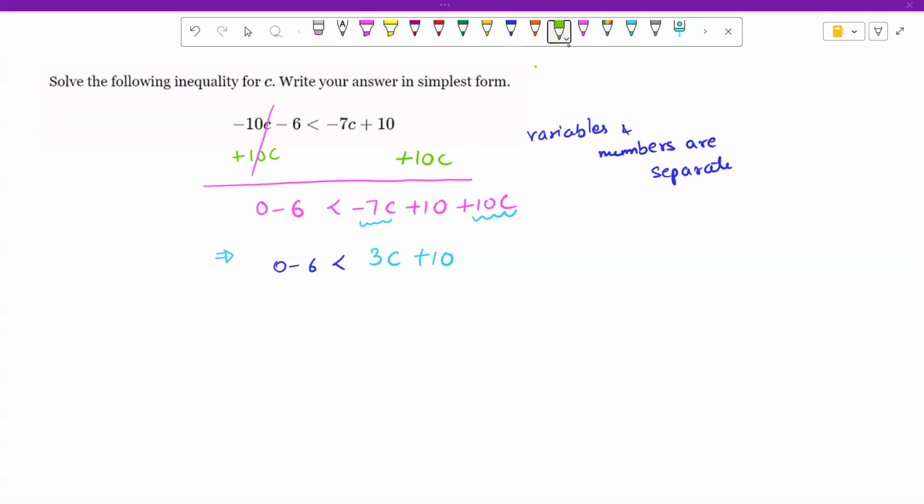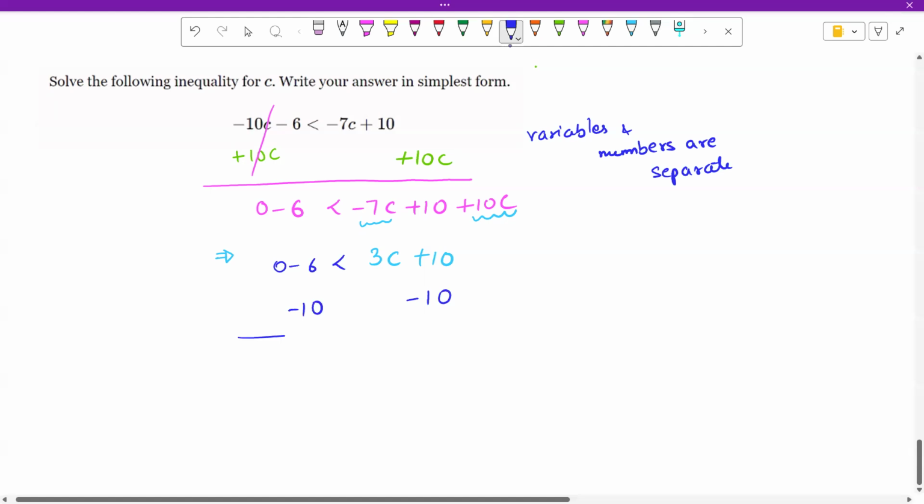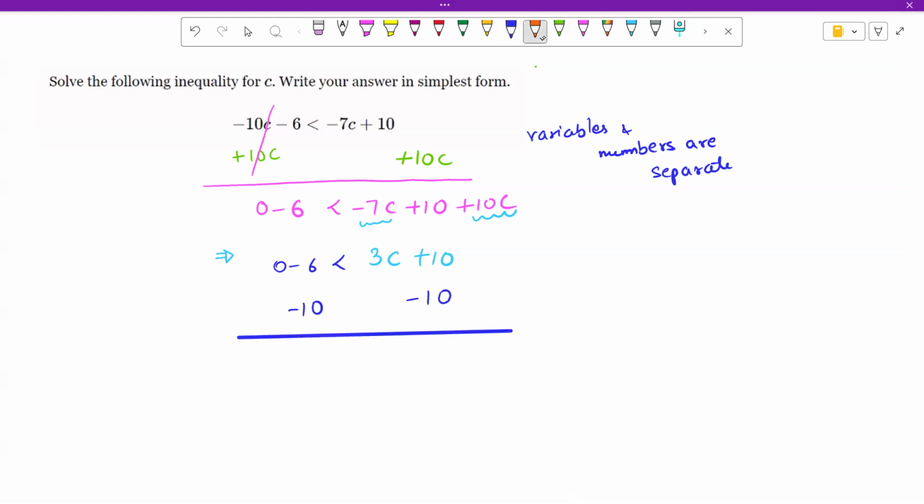We got the C variable on one side, but the numbers are still here and there. What do we do? Since we want all the variables on one side and the numbers on the other, we can do minus 10 to get the 10 on the other side. Very good, a minus 10. What do we get when we do a minus 10?